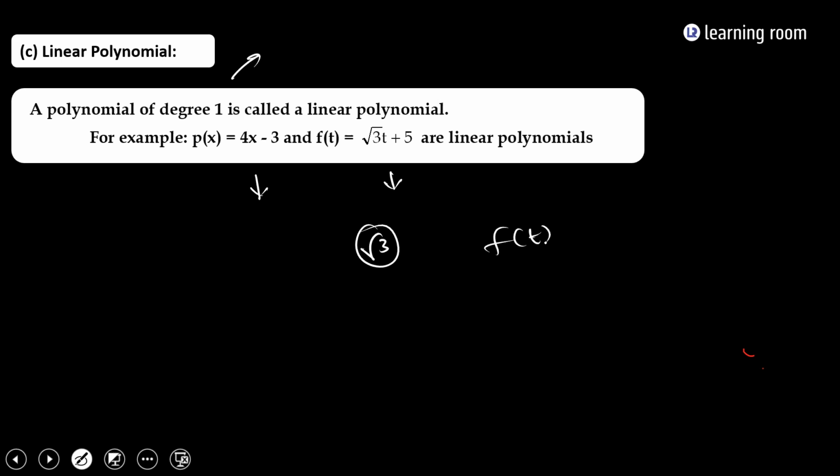f(t) is equal to root 3 plus 5. What did we discuss? It is a polynomial, sir. Is it a polynomial? But we said whole numbers, no? No, sir. The power should be a whole number. The whole number concept is applicable only for powers, the power of the variables, nothing to do with the constants. So constants can be any real number, right?